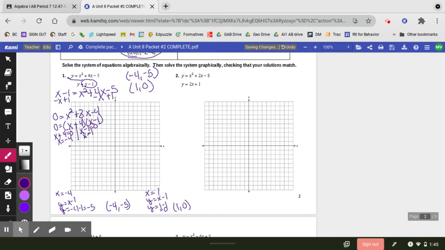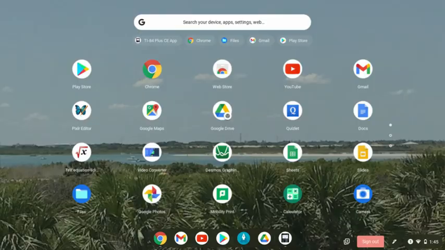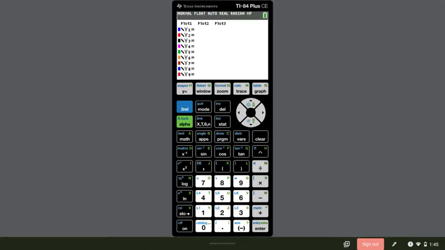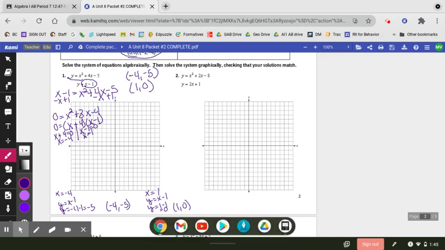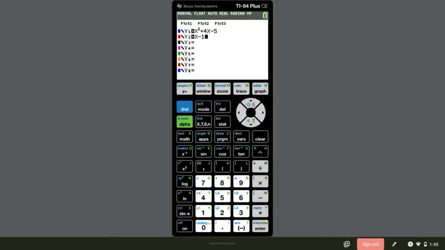Now I want to solve that system graphically. So I'm going to graph it on my calculator to check. So I'm going to enter y equals x squared plus 4x minus 5 and y equals x minus 1. So I go to my graphing calculator, go to y equals, and it was x squared plus 4x minus 5 and x minus 1. And I'm just going to go back to make sure, check my equations. And now I'm going to graph. And you can see they both intersect.